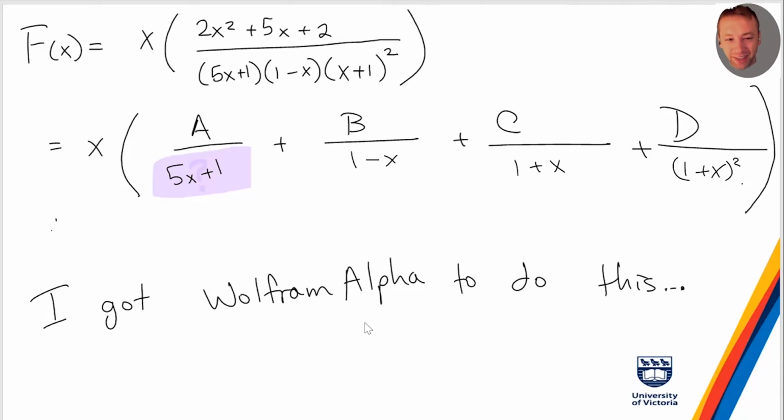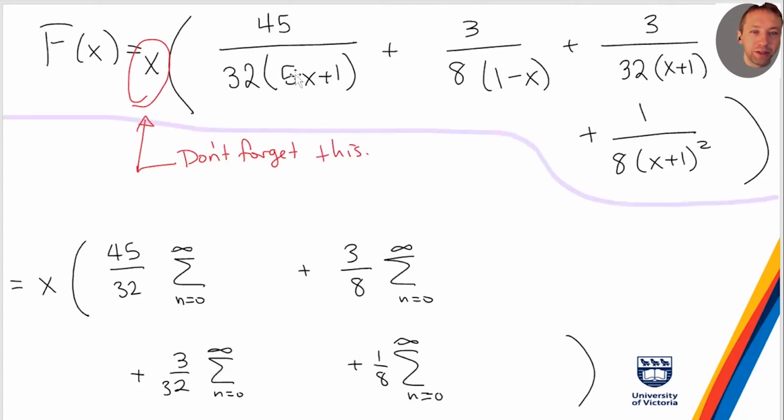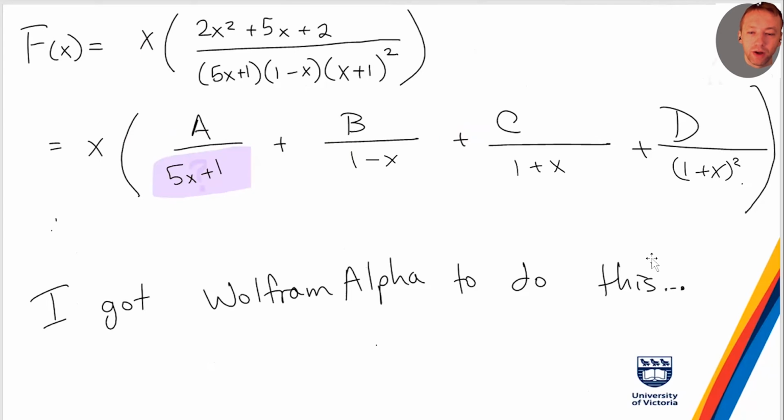So I got Wolfram Alpha to do this. But if you do want to get full marks, you do have to do these things by hand. The good thing is that I'll probably never give you something this complicated to do by hand, right? It would be kind of evil for me to do that, especially on a test. But for the purposes of this lecture, I got the computer to do this. Remember there was an x here, so don't forget this x because that'll mess up your whole solution.